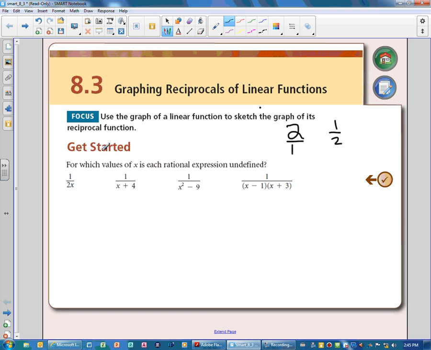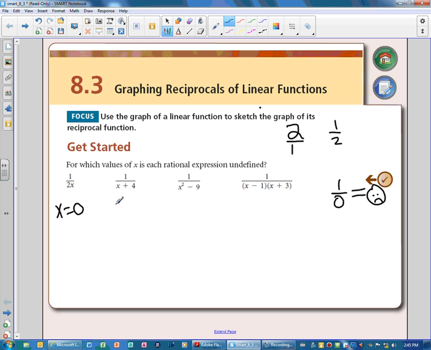Okay, so in the getting started, it's asking for which values of x is each rational expression undefined. Well, if we start flipping stuff, we have to worry when we have variables on the bottom because we can't ever have a 0 on the bottom. Remember that anything over 0 is a big no-no. We can't do it, okay? It's undefined. We have to avoid that. And in the first expression, we of course couldn't have x equals 0. If we plugged in a 0, we would have 1 over 0, which would be no good.